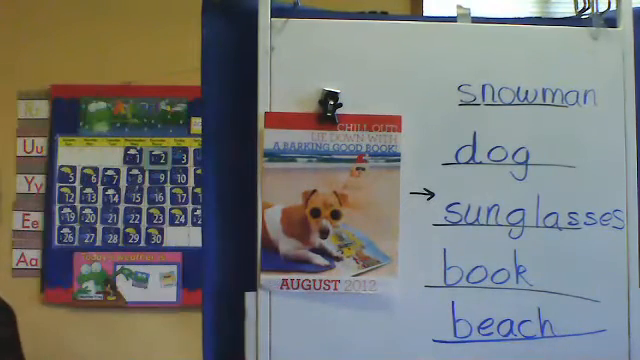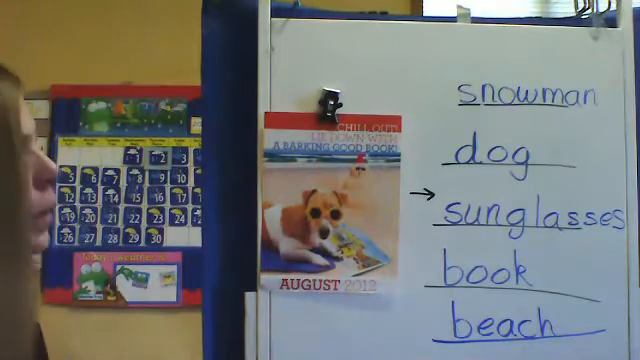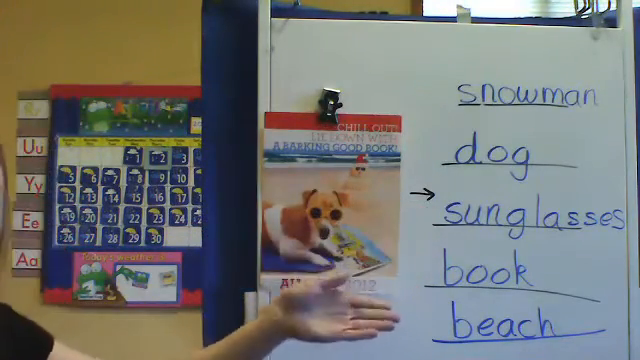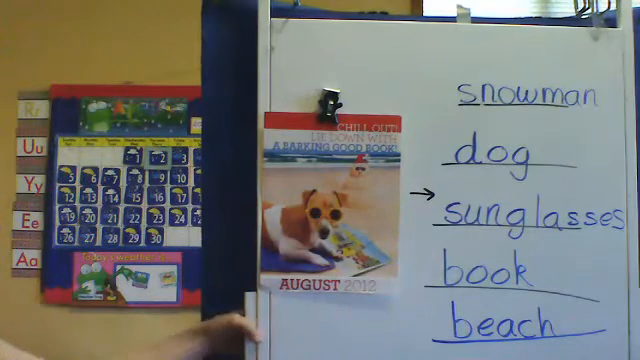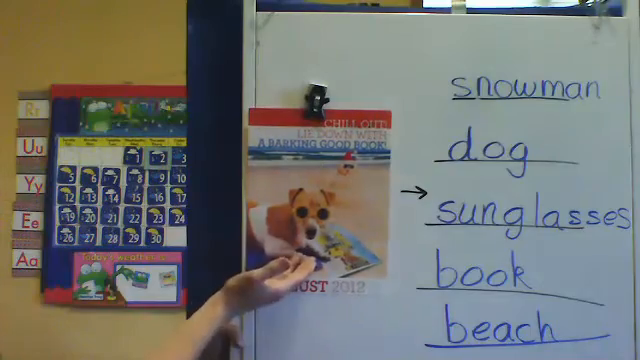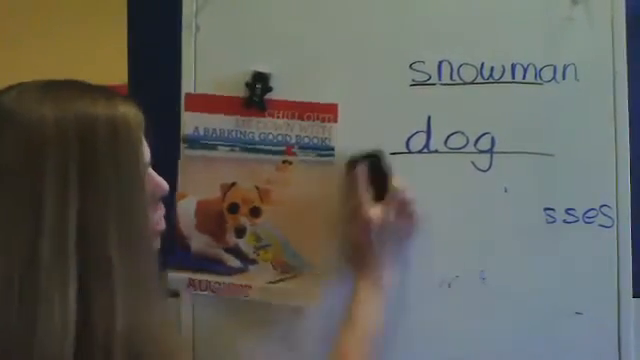All right, all important words for the picture and for our writing. So we could have chosen any word, snowman, dog, sunglasses, book, or beach, to write a sentence about, but we thought we would start with the thing that the picture seems to mostly be about, which is the dog. We didn't write any details about what the dog was doing, about reading the book or laying on a towel. We just simply wrote, the dog is at the beach.